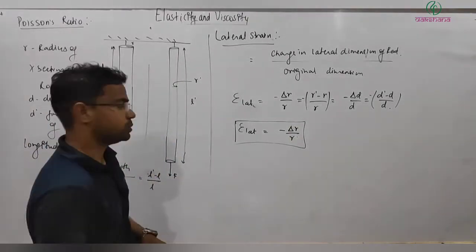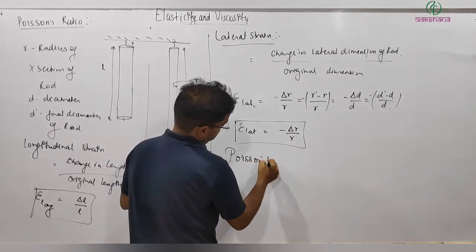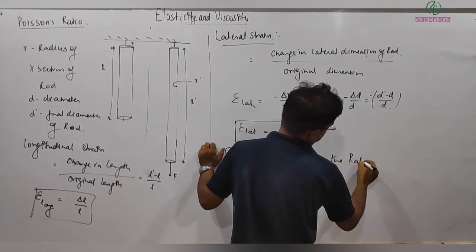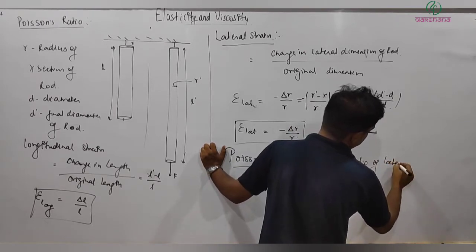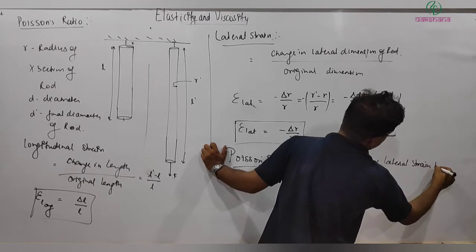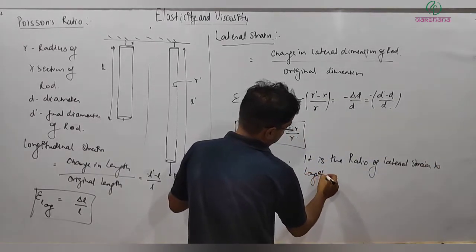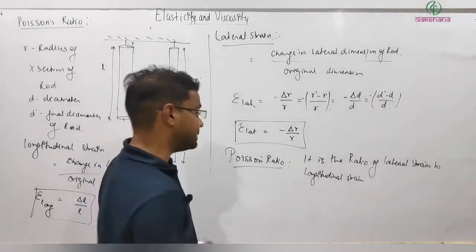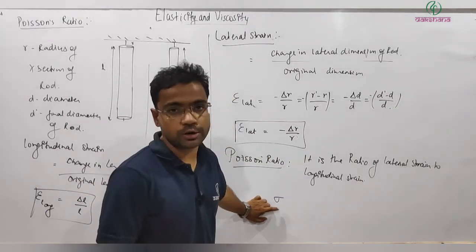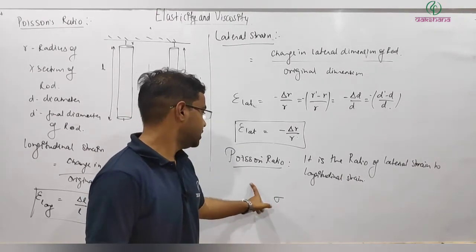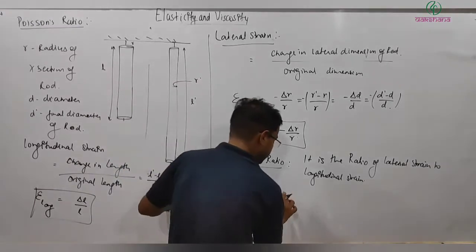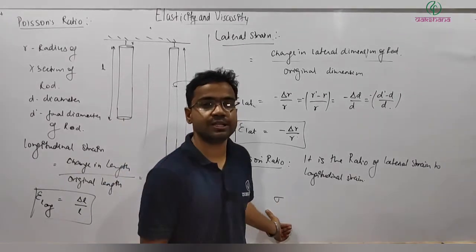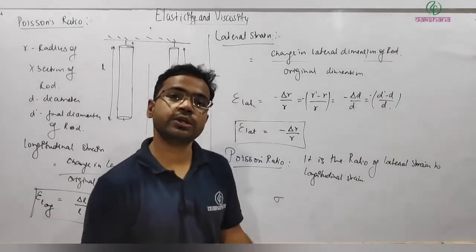Then what is Poisson's ratio? Poisson's ratio is simply the ratio of lateral strain to longitudinal strain. That is termed as Poisson's ratio. Simple. It's denoted by sigma. I know we have used sigma for stress, but you should keep it in your mind that Poisson's ratio is also denoted by sigma. In a problem, it will be mentioned, so that confusion will not be there, and there is no need to worry about that.